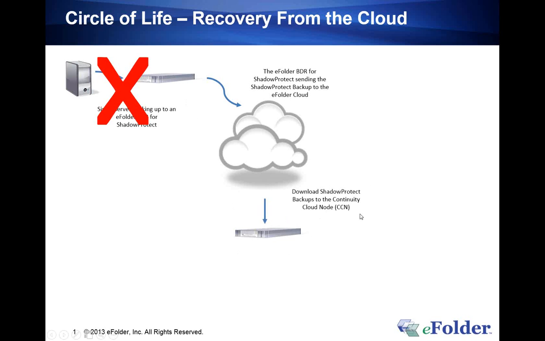So you order a Continuity Cloud node through our support. Our support will provision you a physical box. This is a physical, beefy BDR-type appliance in our data center, and it happens to be in the same data center that your data is at. We have an Atlanta and a Salt Lake, and we have Continuity Cloud nodes in both. You then download across the data center's backbone the ShadowProtect data to the Continuity Cloud node.